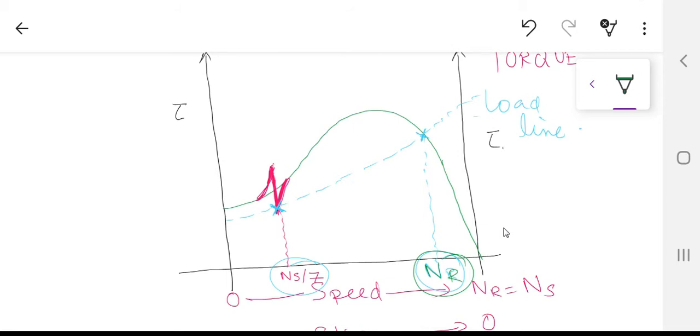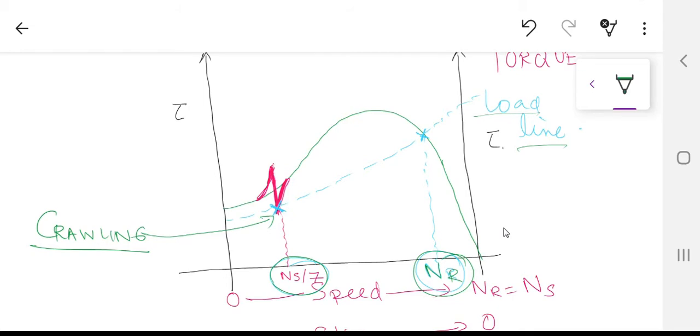Remember one thing, a load line for a revolving machine or revolving load is never a straight line. It always increases like a quadratic equation. Why? Because as the speed increases, you have P equal to tau omega, so the torque demand also increases. But at this point you are having a crawling. Instead of going on towards your designated speed NR, the torque is met, and at this point the speed is NS by 7 and the machine does not go further.